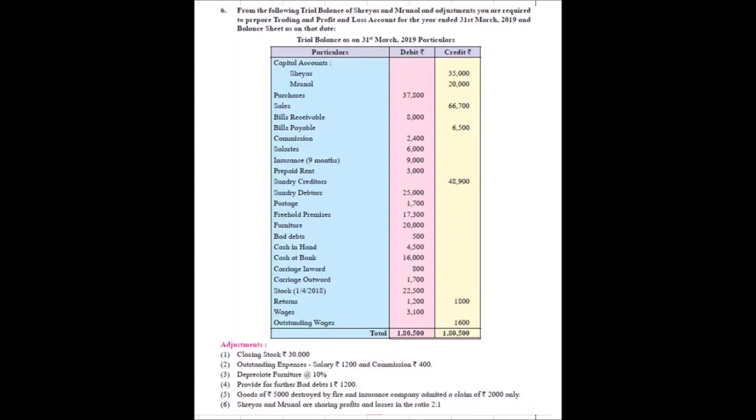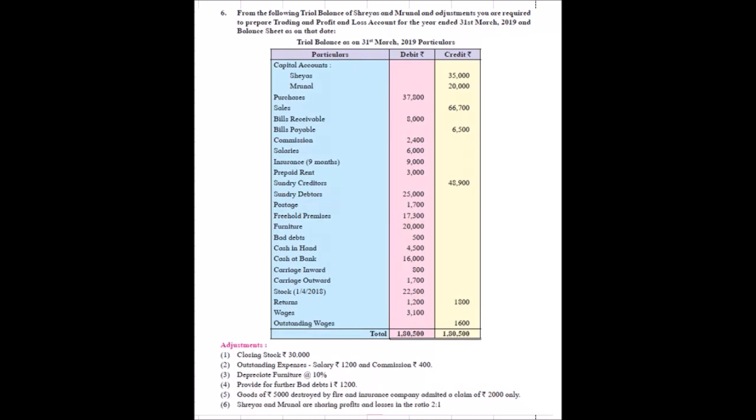Hi students, this is the sixth problem. From the following trial balance of Shreyas and Mrunal and adjustments, you are required to prepare a trading and profit and loss account for the year ended 31st March 2019 and a balance sheet as on that date. So we need to prepare a balance sheet based on this trial balance, and the trading account and profit and loss account. As of now we have solved many problems. So now I'm going to solve the sixth problem.